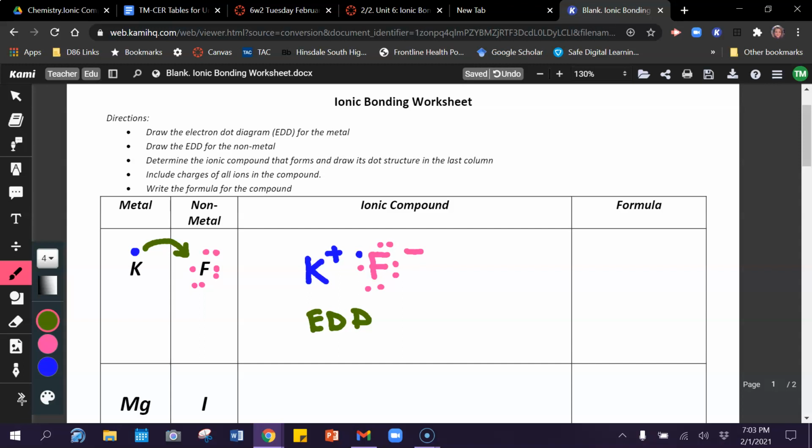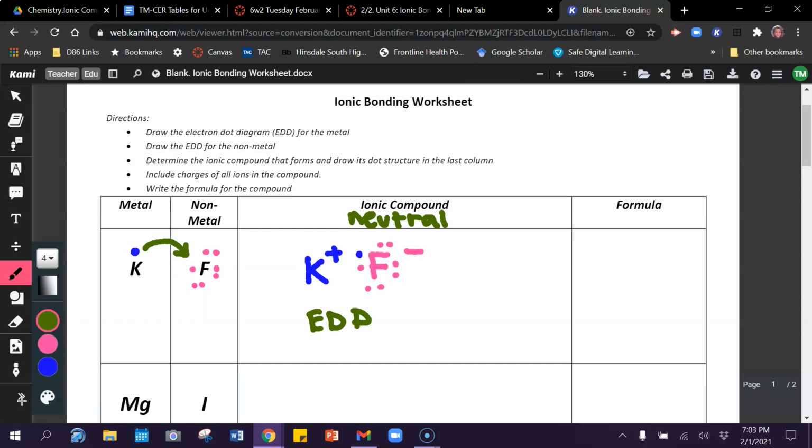The other thing that I just want you to notice about this ionic compound is that together it has a neutral charge. So we have one positively charged particle, that's my potassium, and I have one negatively charged particle, that's my fluorine. And when you add a +1 and a -1 together, you get 0. So an ionic compound has to have a neutral charge.